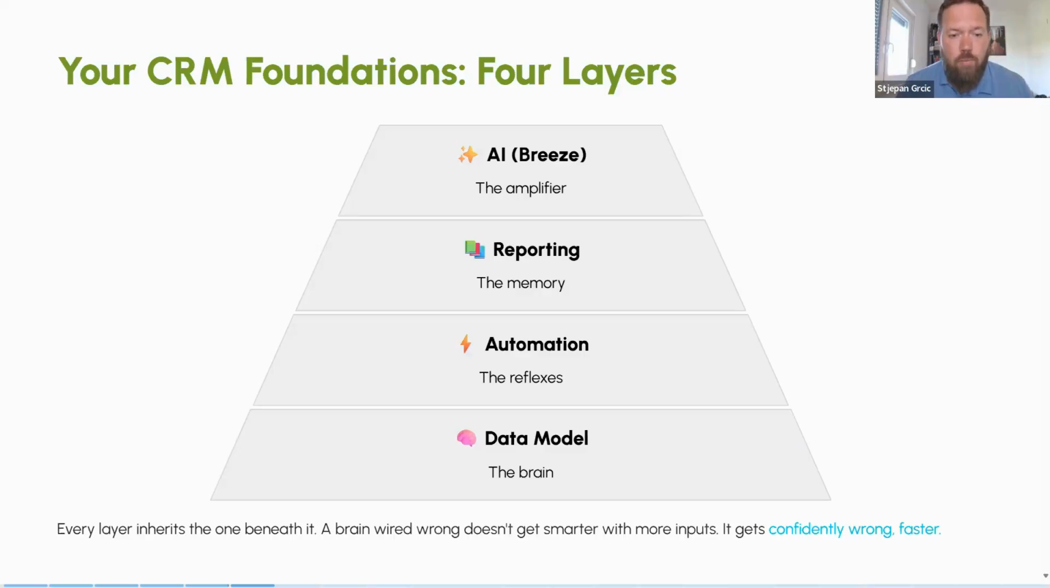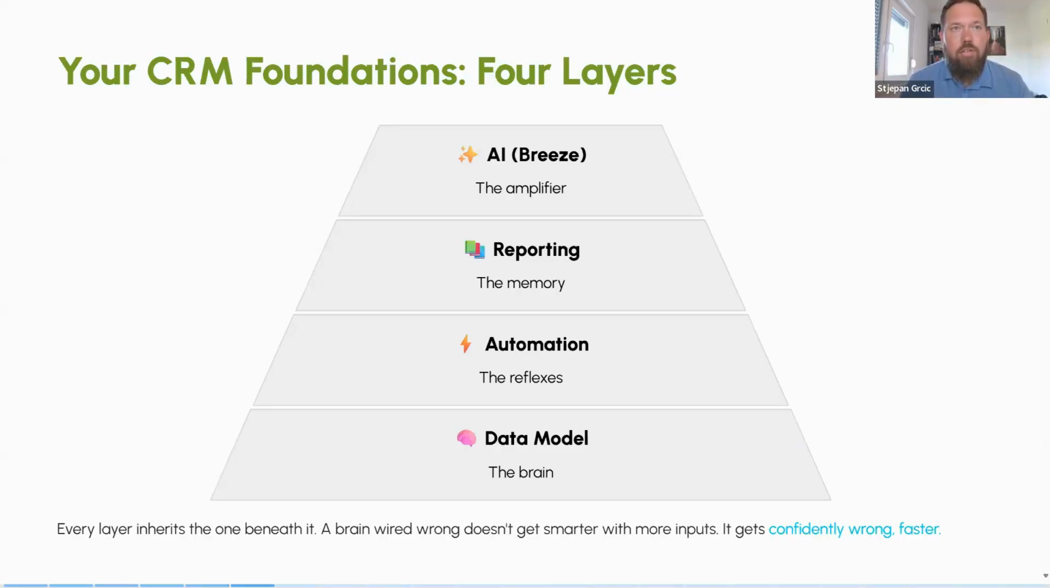So we start first with this pyramid, and at the bottom you can see there's four layers, and there's the data model, and we call it the brain. Why is it the brain? Because it's your objects. It's your properties where you store the data, your associations, how the system understands the world, if you would like to say that way. Everything else is built on top of it.